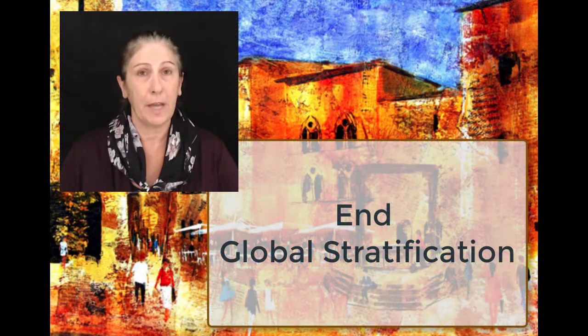So that ends our chapter on global stratification. I've discussed some of the main theories, and we've considered important concepts, such as colonialism and neocolonialism. And we've looked at some of the different levels of development of other nations and regions.